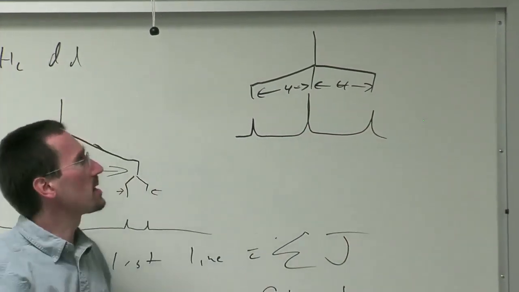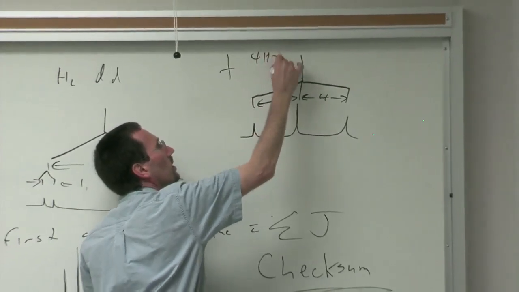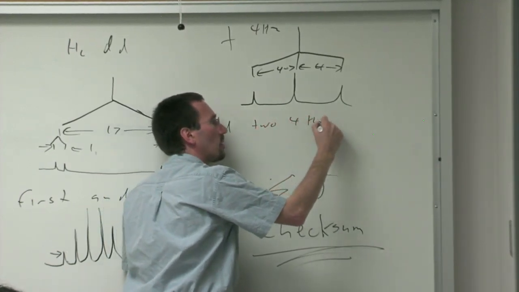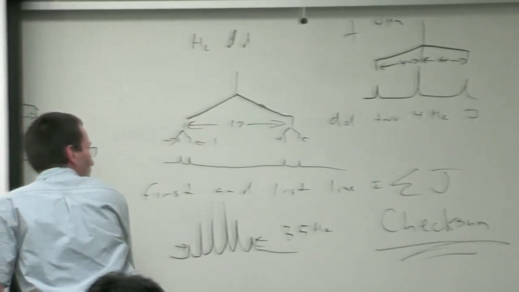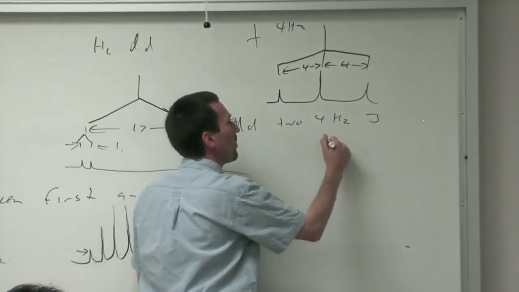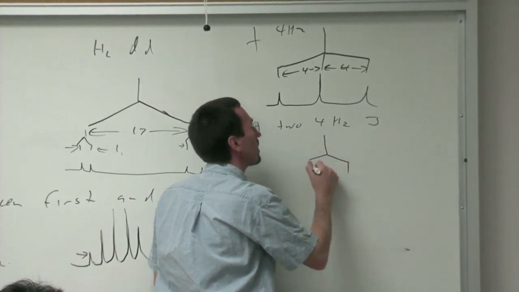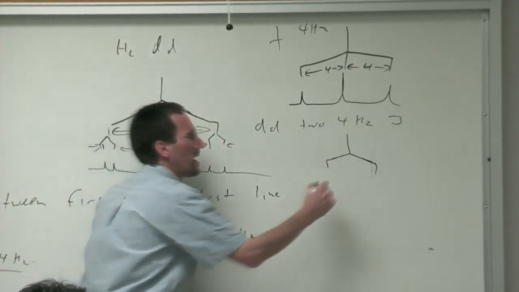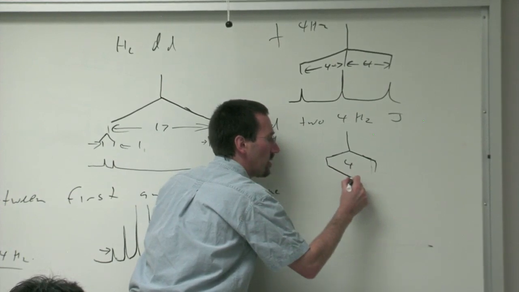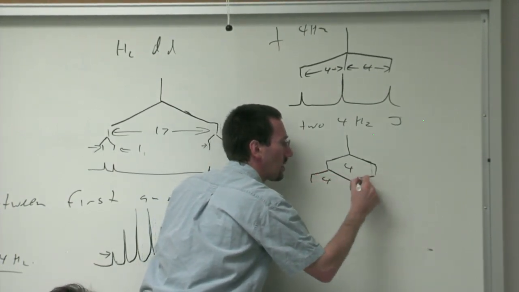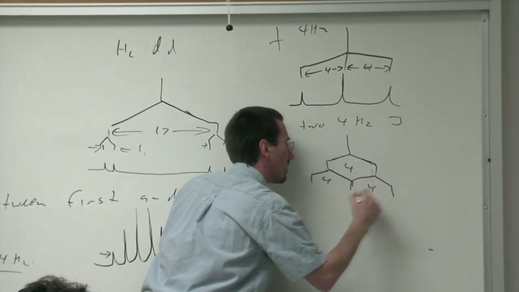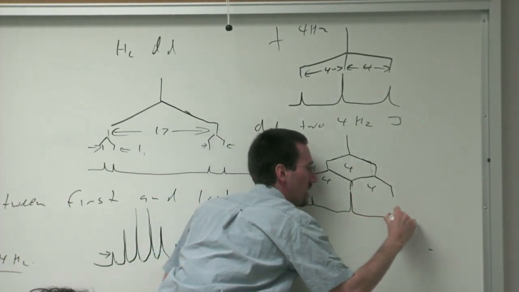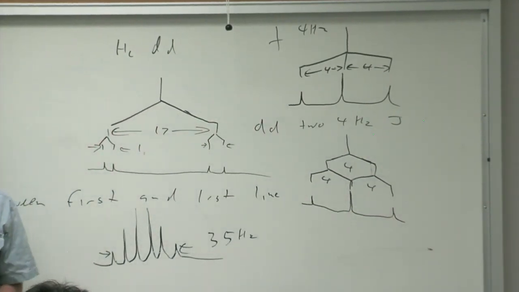and that's the same as a DD with 2 identical coupling constants. And so we can take a look at that and see what we get. So if I go out like this, I'll try to make it fit as exactly on scale. I'm not drawing on graph paper. And if this is 4, and now we split 4 and 4, we go line with intensity of 1, line with intensity of 2, line with intensity of 1.